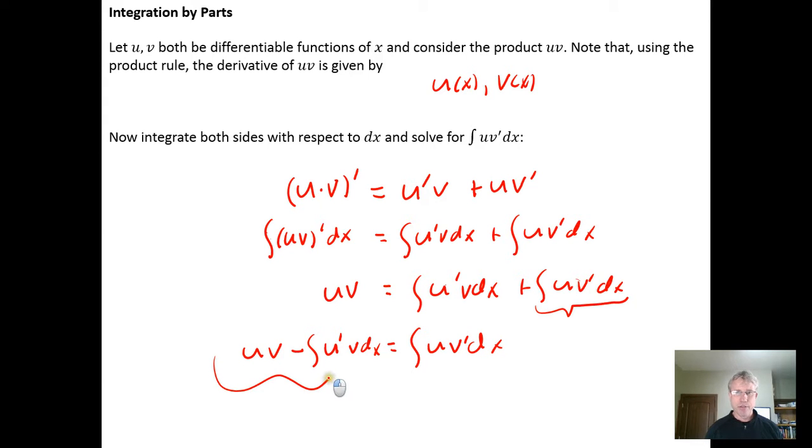And this right here is the integration by parts formula. And what we'll do in subsequent videos is show how we use this formula to find integrals.